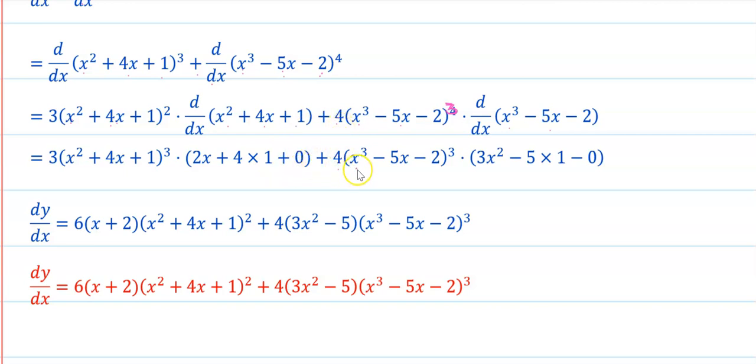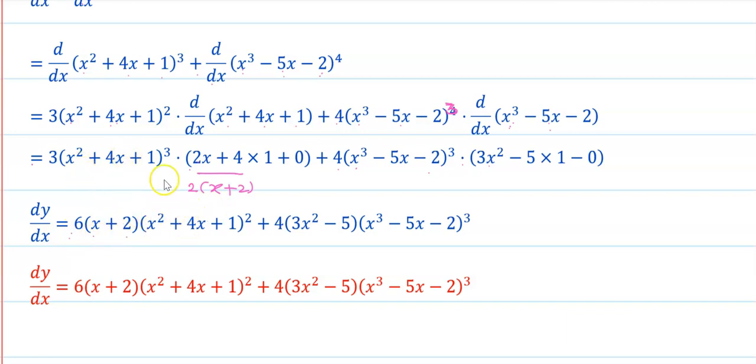Next 4 into in bracket x cube minus 5x minus 2 raised to 3 into d/dx of x cube minus 5x minus 2. Derivative of x cube is 3x square, derivative of x is 1, 5 into 1 which is 5, derivative of 2 is 0. Okay, and hence we have, again see this here, 2x plus 4, 4 into 1 that will be the 4, and we can take the 2 as common, that is 2 in bracket x plus 2. This 2 into 3 will become 6, 6 into in bracket x plus 2.